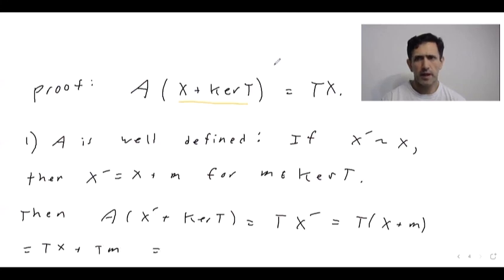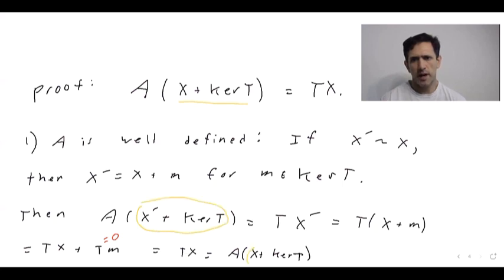And use the fact that m is in the kernel, so this is 0. And you get this as Tx, which by definition is x plus the kernel of T. Okay. So it doesn't matter which representative of this class I'm circling we pick, we get the same answer. Tx prime is Tx. Okay. So it's well defined.